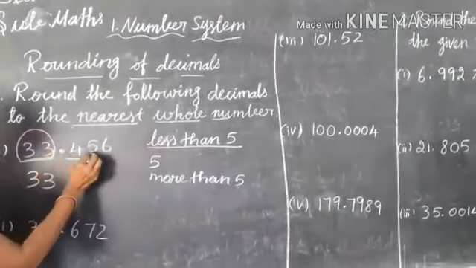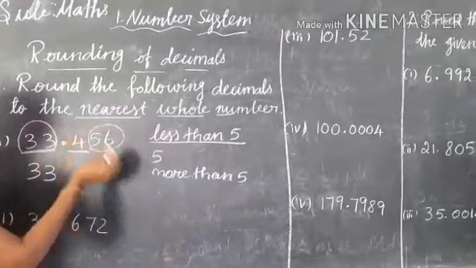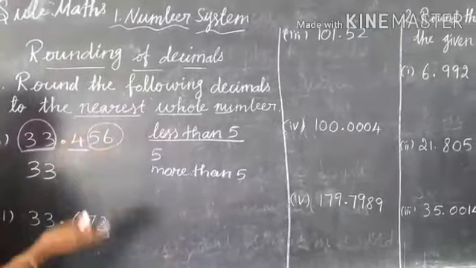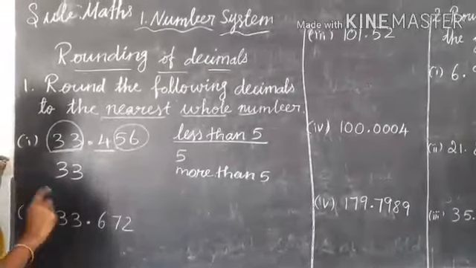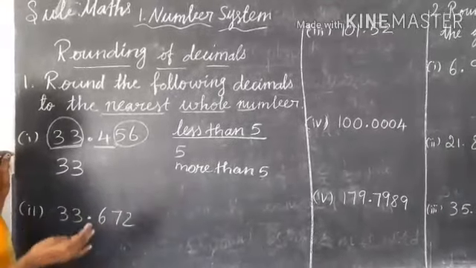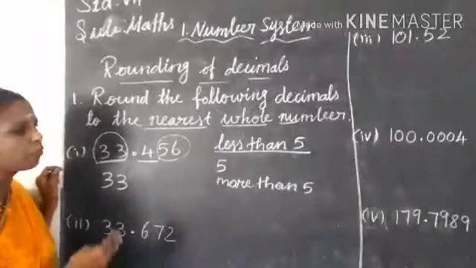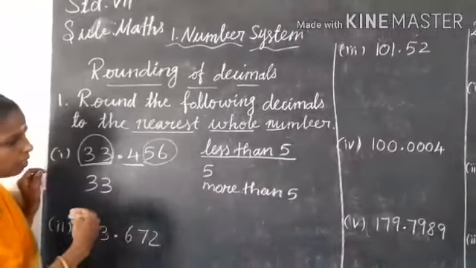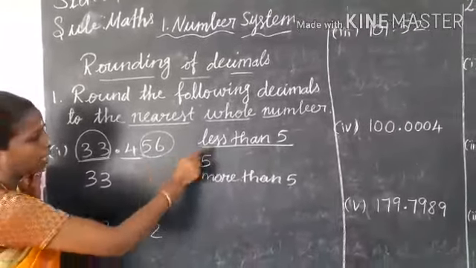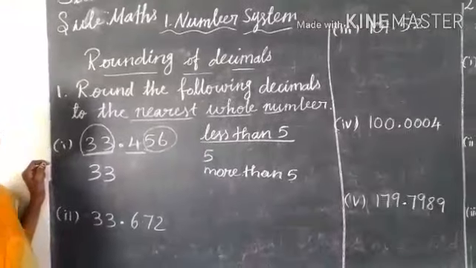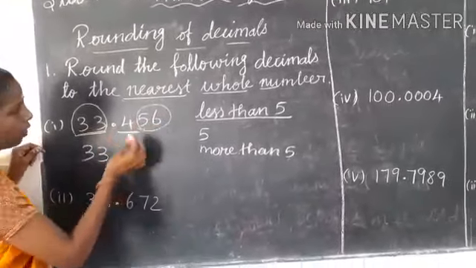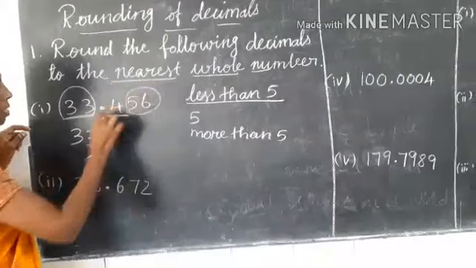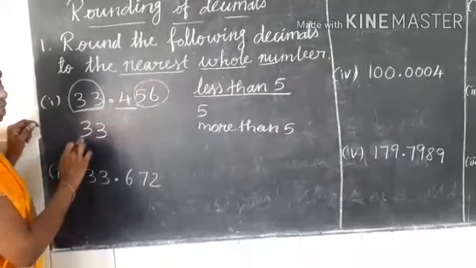Okay, what about the next two digits in the decimal places, children? We must ignore those numbers. Only the next place value should be compared, that is, whether it is less than 5 or more than 5. Then after that, the remaining numbers should be ignored. Are you clear, children? So 33.456, if we round to the nearest whole number, the rounded answer is 33.